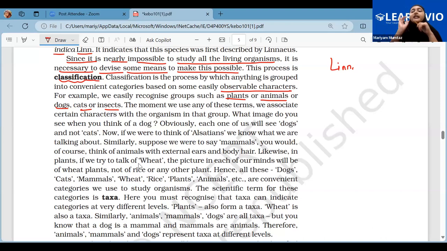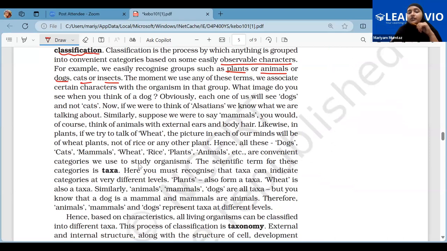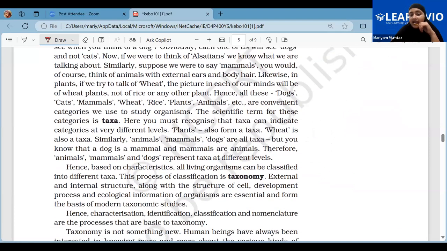Whether something is an insect, a dog, a cat, or a mammal, we have to put it into a certain category. And what is that category known as? It is known as taxa. This taxa can be at different levels. Plants also form a taxa. Wheat, which comes under plants, also forms a taxa. Taxa means category. Same way, there can be multiple taxa at different levels.